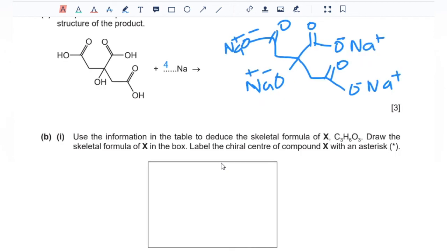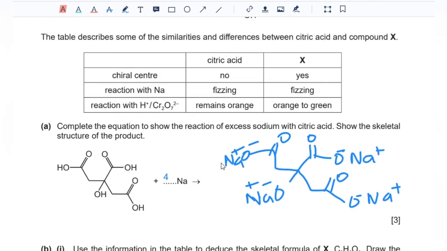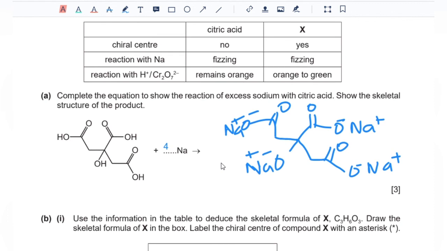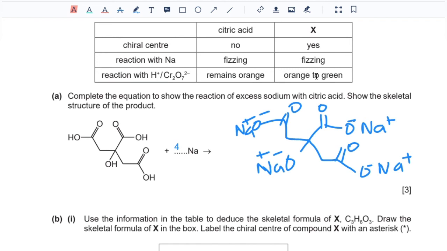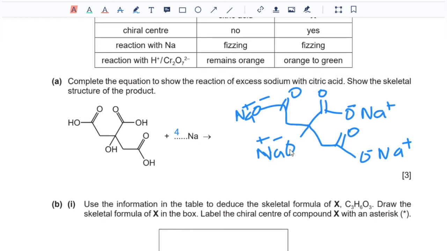B1. Use the information in the table to deduce the skeletal formula of X, C3H6O3. Draw the skeletal formula of X in the box and label the chiral center of the compound X with an asterisk. So from the table we can make out that X, as mentioned in the question, has the same functional groups as citric acid, so it's got at least a single acid group and an alcohol group. Now you've got 3 oxygen atoms. That means there's only 1 alcohol group and 1 acid group, since 2 oxygens would be used up in a single acid group, and the third and last one would be used in the alcohol group. We also know that the alcohol has to be primary or secondary to be able to get oxidized and cause the color change from orange to green.